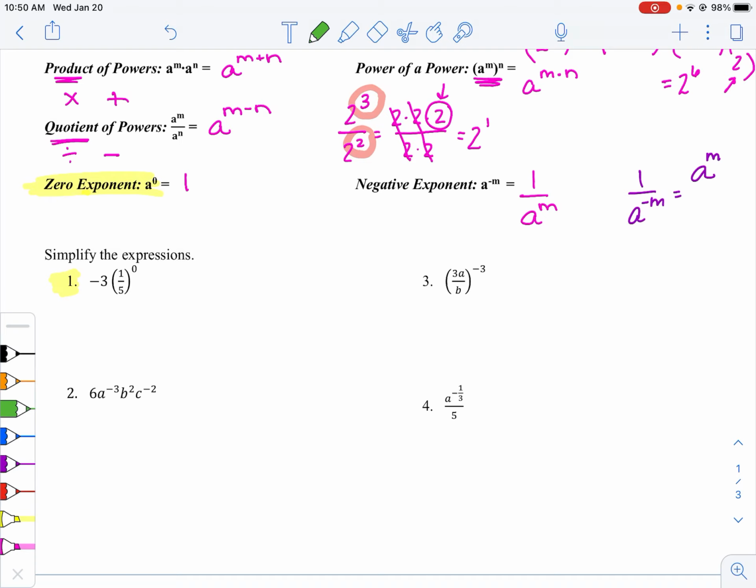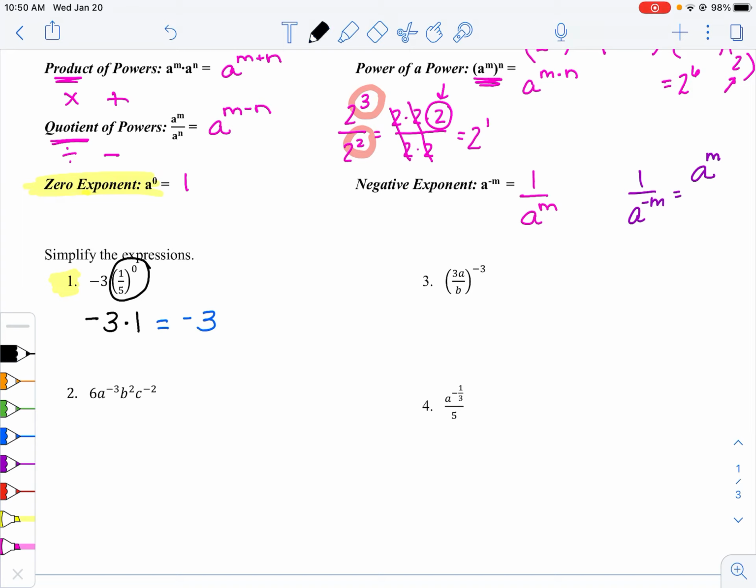Okay, PEMDAS. Okay, parentheses, there's nothing to do inside of it. Exponent before multiply. So I'm going to start with this 1/5 to the 0. Well, anything to the 0 power is 1. So this is negative 3 now times 1. I'm not simplified all the way yet. I can do that multiplication. Negative 3 times 1 is negative 3. And that's it. I'm done.